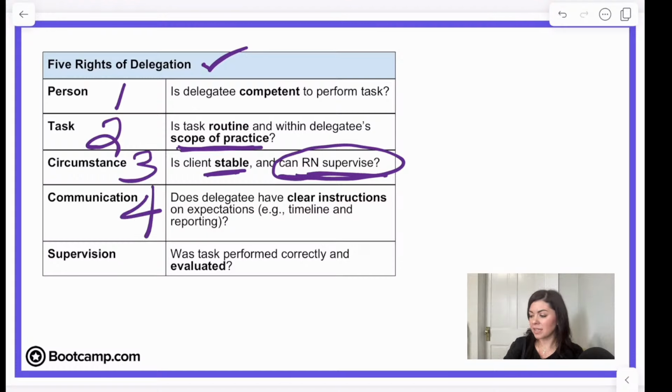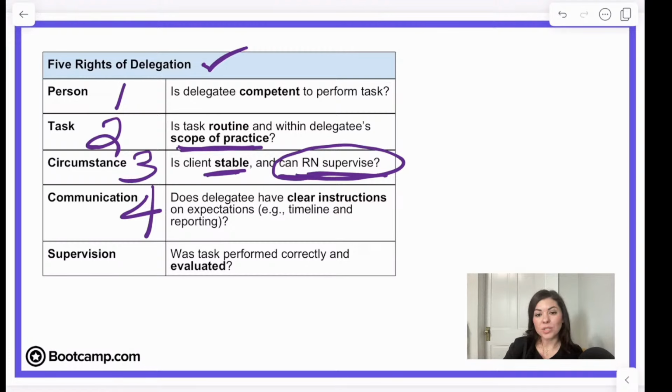The fourth right is making sure that we give clear instructions on the expectations. So I can give you a perfect example. We wouldn't want to ask a delegatee, can you please go get vital signs and tell me if the blood pressure is abnormal? We want to be very clear and specific. We can say, will you please go get vital signs on this patient? Please tell me if their systolic blood pressure is greater than 120.